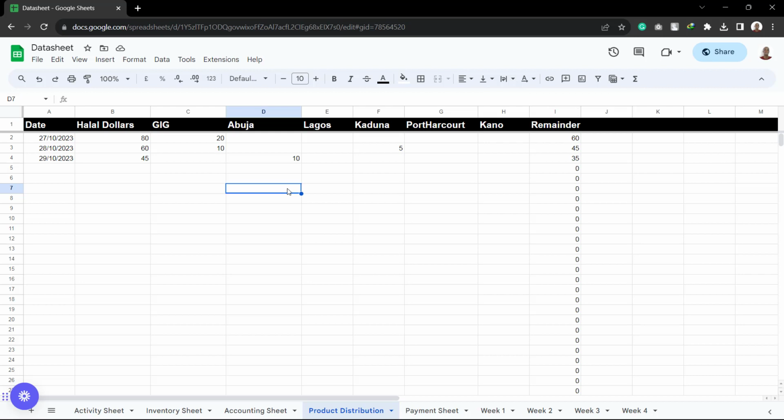This product distribution sheet is going to be used by those in the delivery team. The delivery and payment team are the ones that would be using this, because they are the ones liaising with us in the Allowed Dollars team to tell us, okay, we have 10 orders for Abuja, send 10 items to the delivery person at Abuja. So they are the ones liaising with us, and they are the ones that should record the data in this sheet.